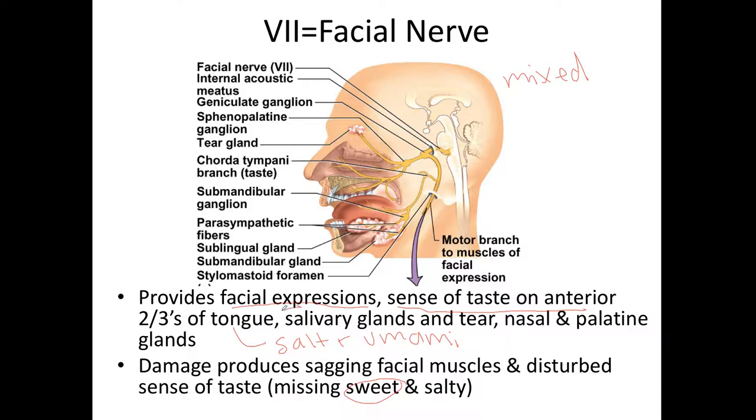Also innervates a bunch of serous glands on the face. So a serous gland is any gland that produces a thin watery fluid that's rich in protein. So salivary glands, check. They produce lots of spit with enzymes. Tears, check. And the nasal and palatine glands, which moisten your nasal cavity and your palate. So damage to this produces sagging facial muscles, which we know as Bell's palsy. And a disturbed sense of taste, so you miss out on sweet and salty flavors primarily.